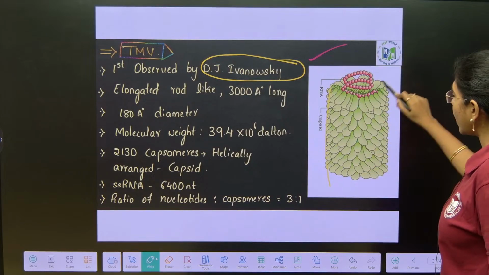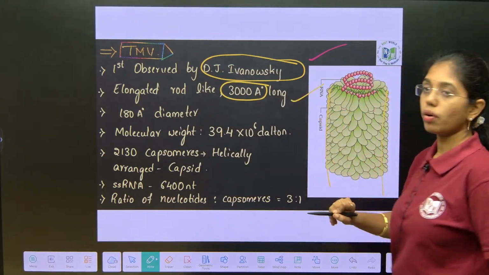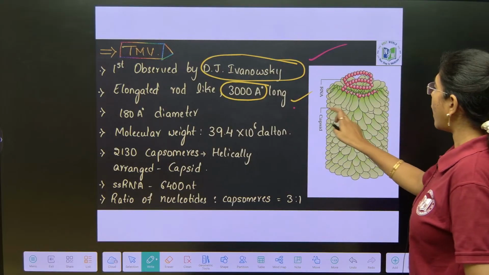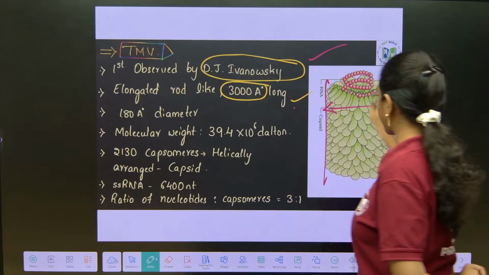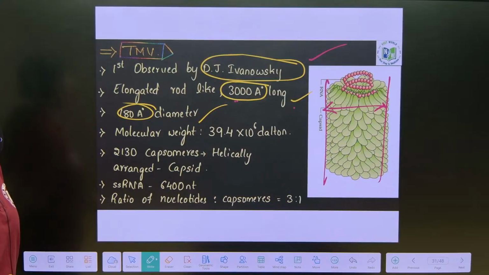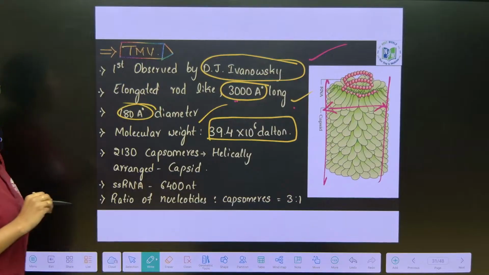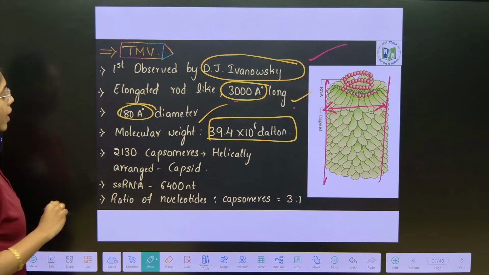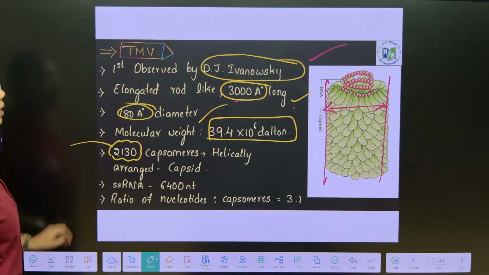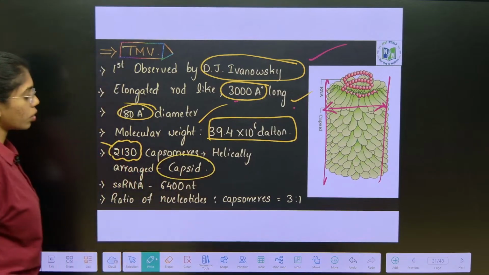These are elongated rod-like structures which are 3000 angstroms long and 180 angstroms in diameter. They have a molecular weight of 39.4 into 10 to the power of 6 daltons, and they have capsomeres. Capsomeres are protein subunits. There are 2130 capsomeres which are helically arranged, and they have a protein coat called the capsid.